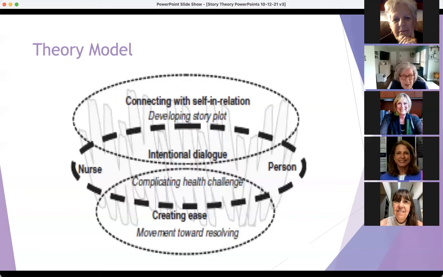So now if you look at the model, you see it has both the concepts and those developmental aspects from story, connecting the self in relation on the developing story plot through intentional dialogue about a complicating health challenge and moving toward resolving and creating ease.